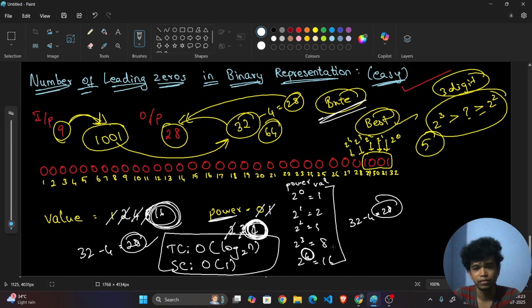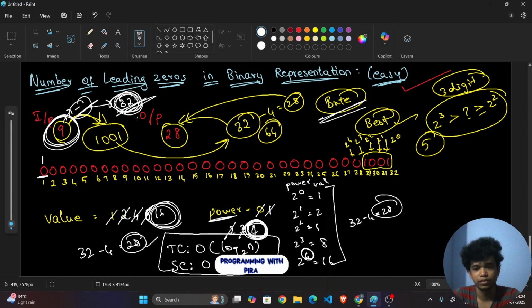So this is for the positive numbers. Sometimes they can also give you negative numbers. For those negative numbers, the most significant bit will always be 1. So whenever the given number is negative, less than 0, I will be returning 32 as my output. That's it. Hope you understand this.